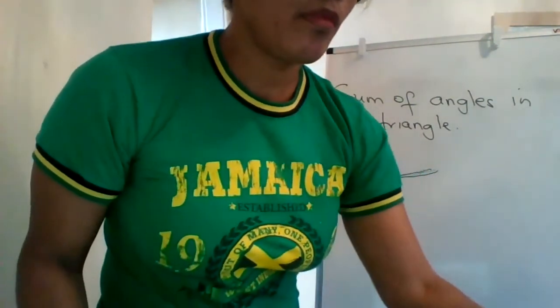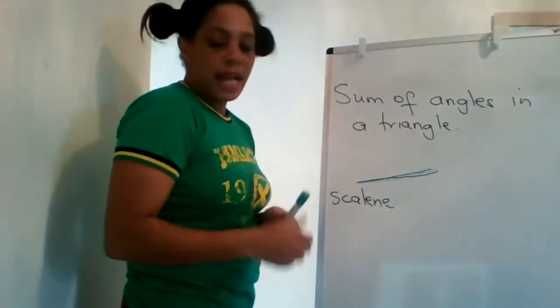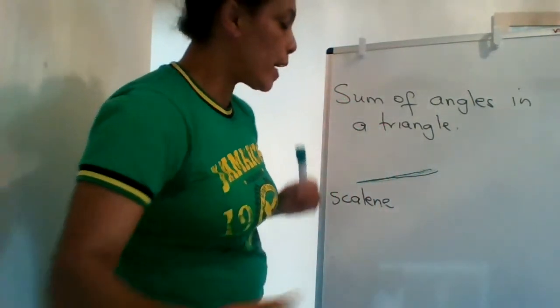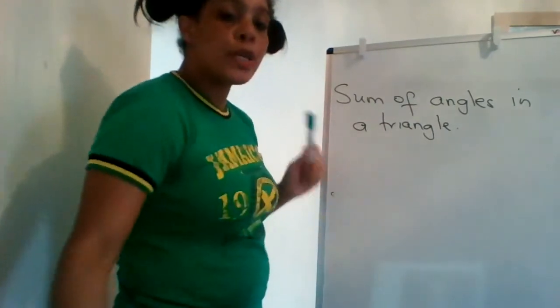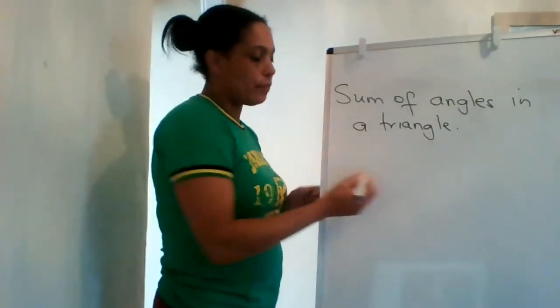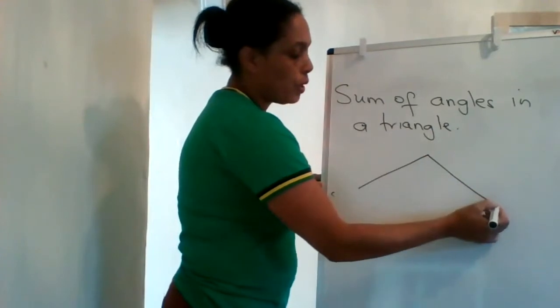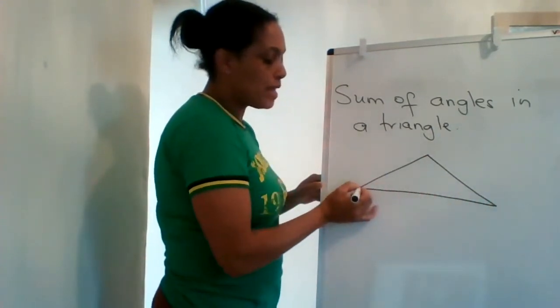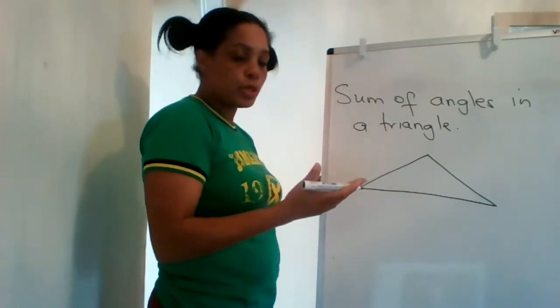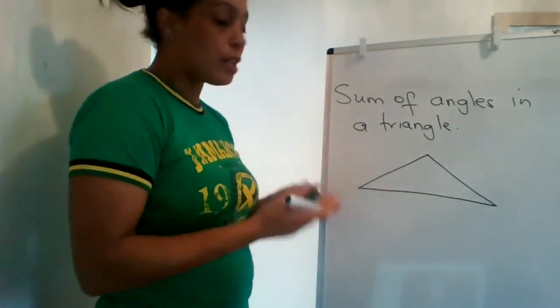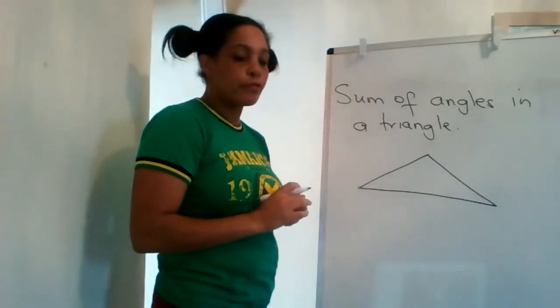Okay, let's do some calculations of angles in a triangle. Now remember, today we're only looking at a scalene triangle. So I want you to assume that these lines are straight because I'm using a freehand. They're supposed to be straight, but they might not look straight because I'm using a freehand.